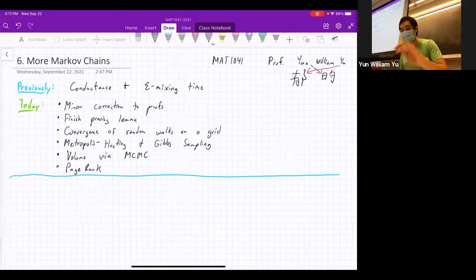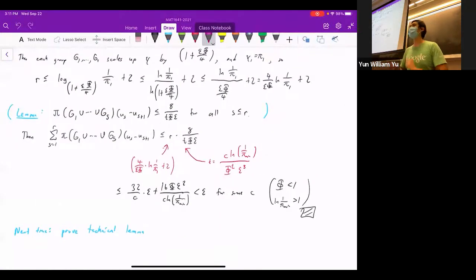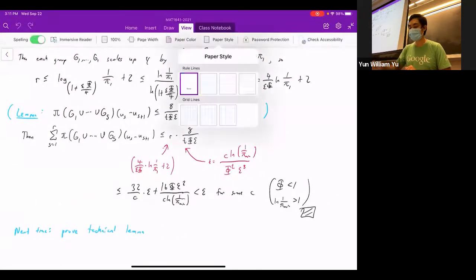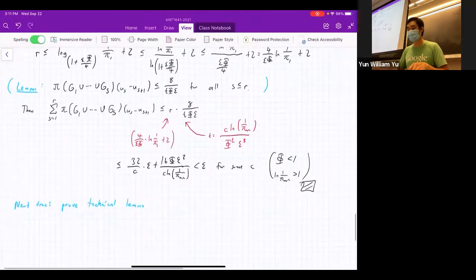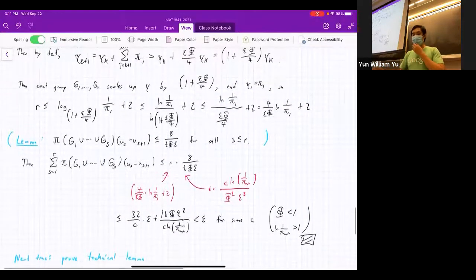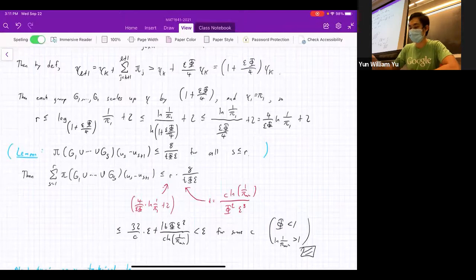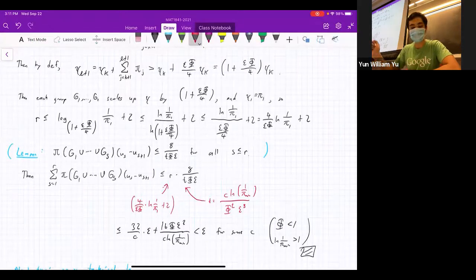The first thing I'm going to do is work on last week's notes instead of working on a new page. And I'll upload the updated version, of course. I just wanted to make a couple of small corrections. Someone asked this in Piazza, and I realized that I had forgotten the constant.